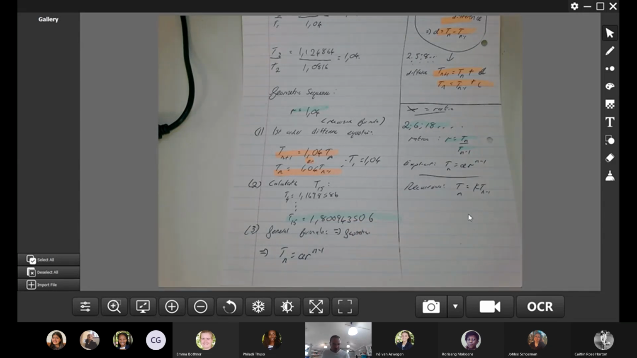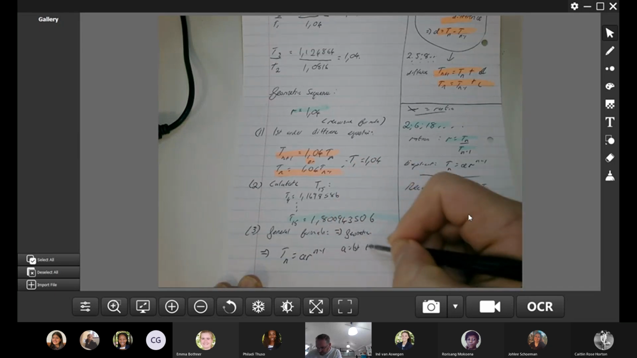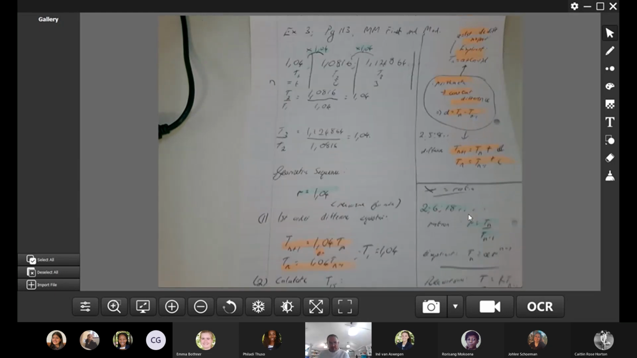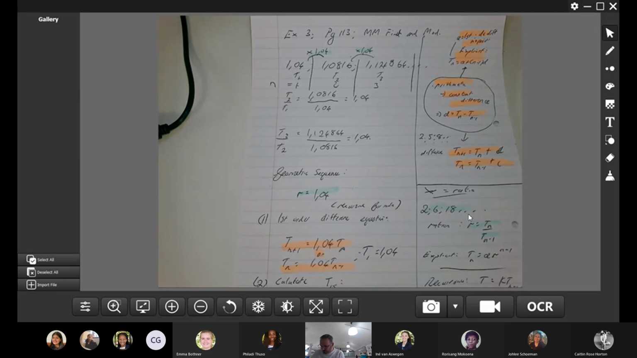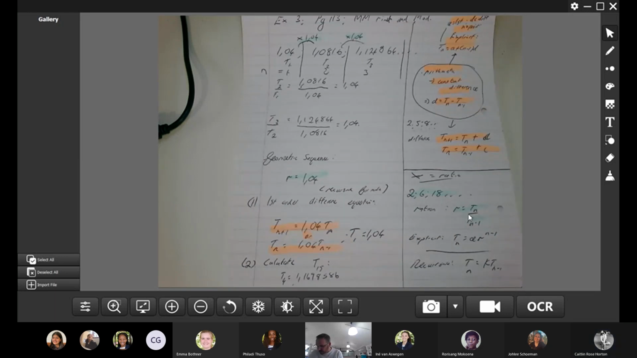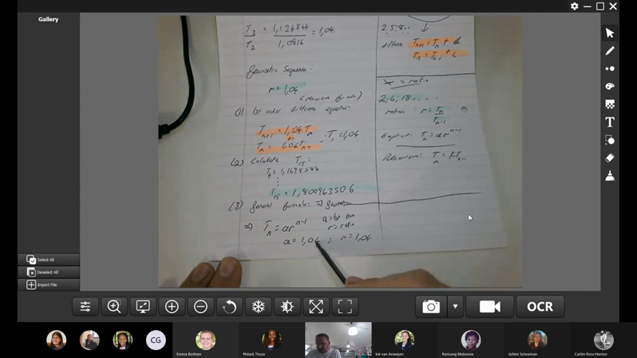Remember A stands for the first term and R is equal to the ratio. So in this particular sequence, which is up at the top of the page, what is A equal to? 1.04. Good, and R is? 1.04. So they both happen to be the same. You've got A is 1.04 because that's the first term. In this case, the ratio is the same, they won't normally be.